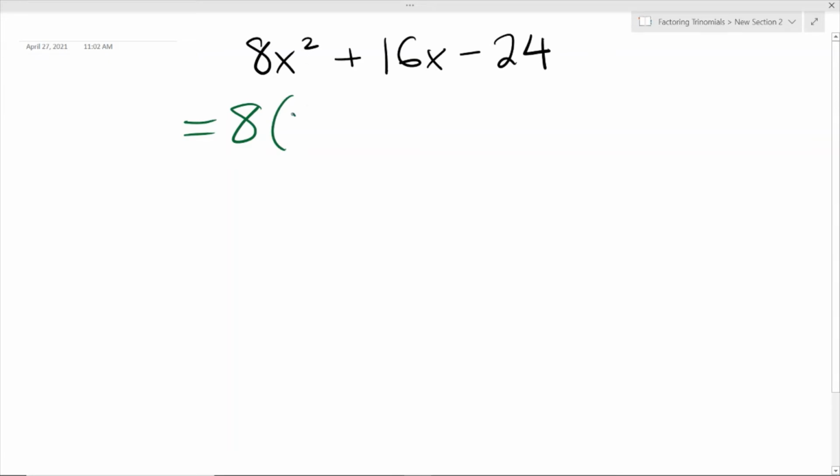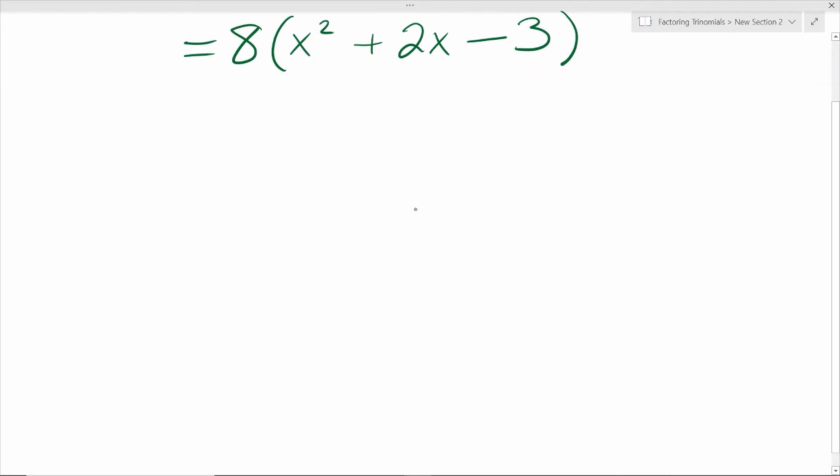So 8 times x squared gives 8x squared. And then we know, okay, well, if we factor out 8 here, we have to do 16x divided by 8. 16x divided by 8 is going to be 2x, because 8 times 2x gives 16x. And here we have negative 3, because negative 3 times 8 gives negative 24. So now we have factored it out. Now this is a little bit easier to work with. So we're going to work with x squared plus 2x minus 3. So I'm going to copy it below, x squared plus 2x minus 3.